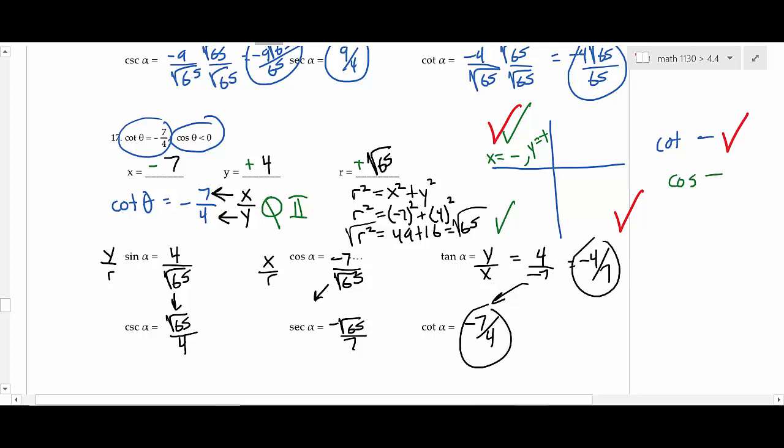And if you rationalize, I'm not going to show the step. The rationalizing on this, you would get negative root 65 over 65 there. And for the sine, you would get 4 root 65 over 65. You can do that in your head. All right, so that's how that goes. Is everybody okay?